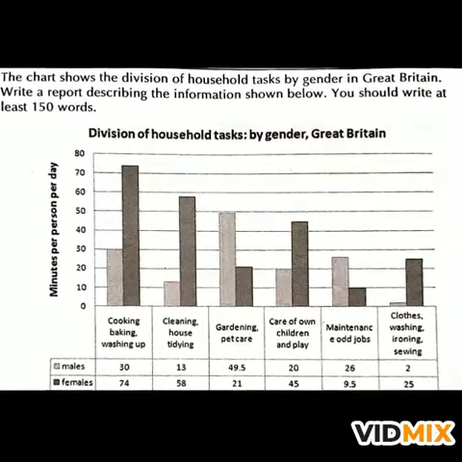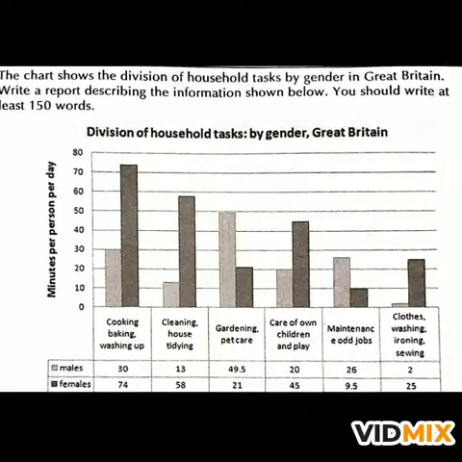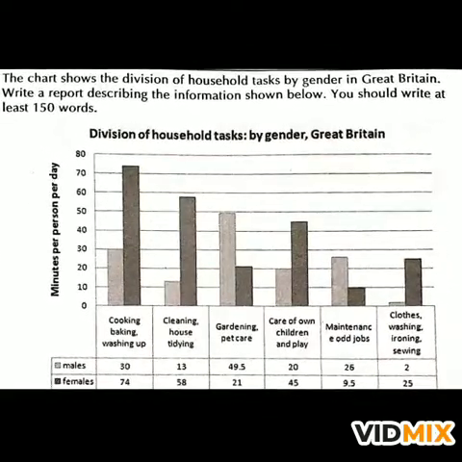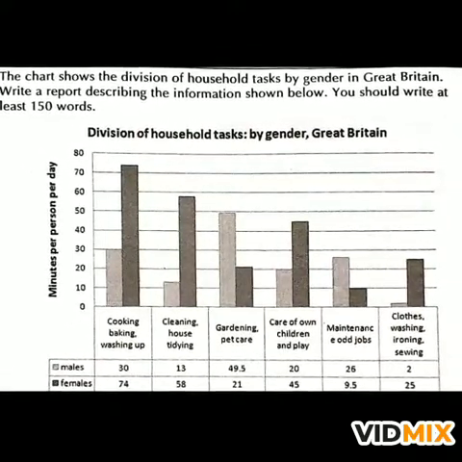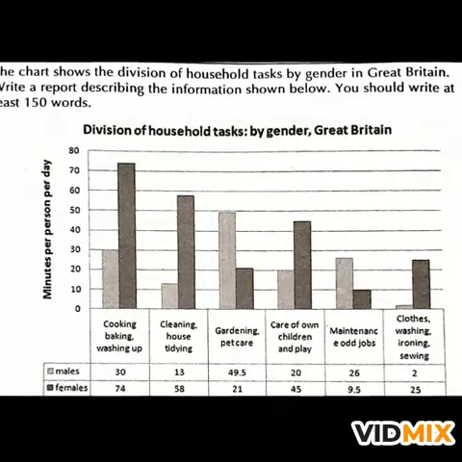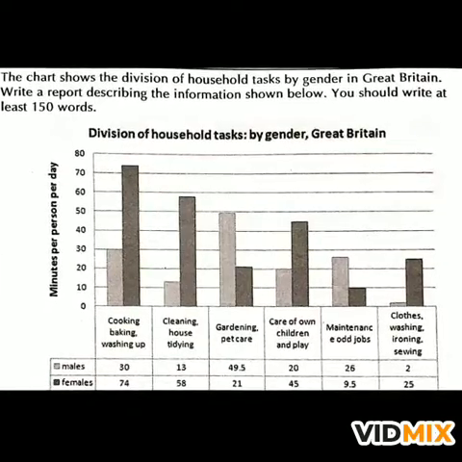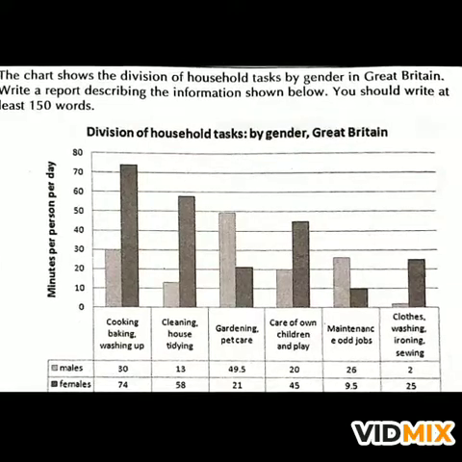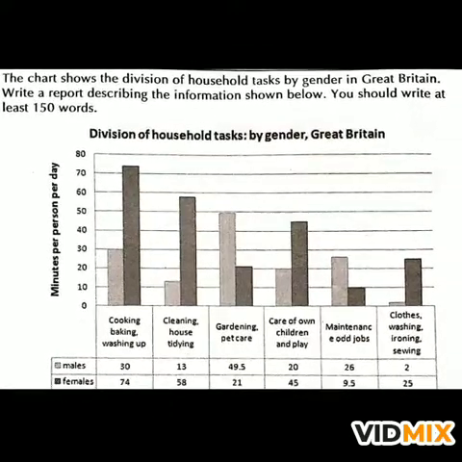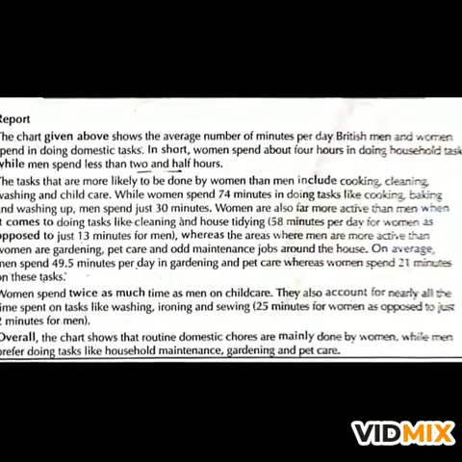And what about the X-axis? It suggests the different household tasks done by men and women. The first bar indicates the minutes taken by males and the second bar indicates the minutes taken by females. So, we could understand that they have given the comparison of time spent by both men and women for different household tasks. Now, we are going to learn how to write a report based on this particular graph.